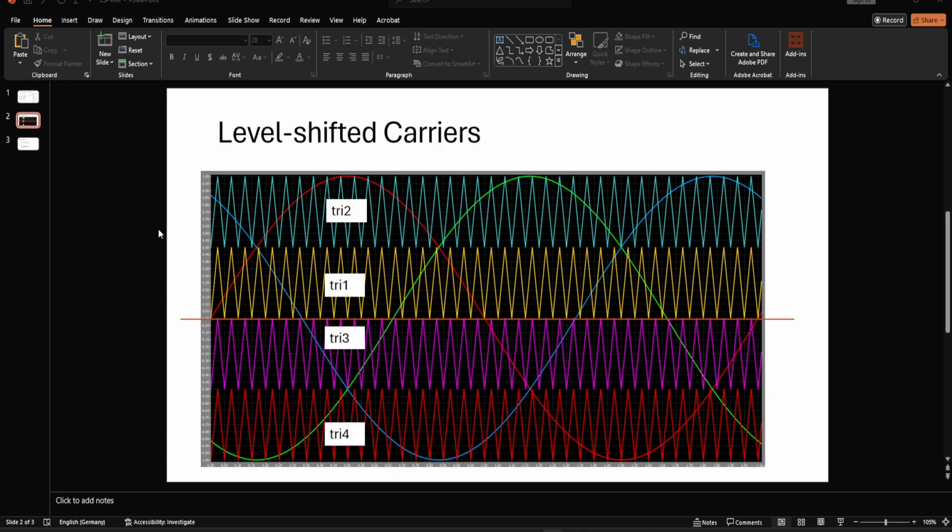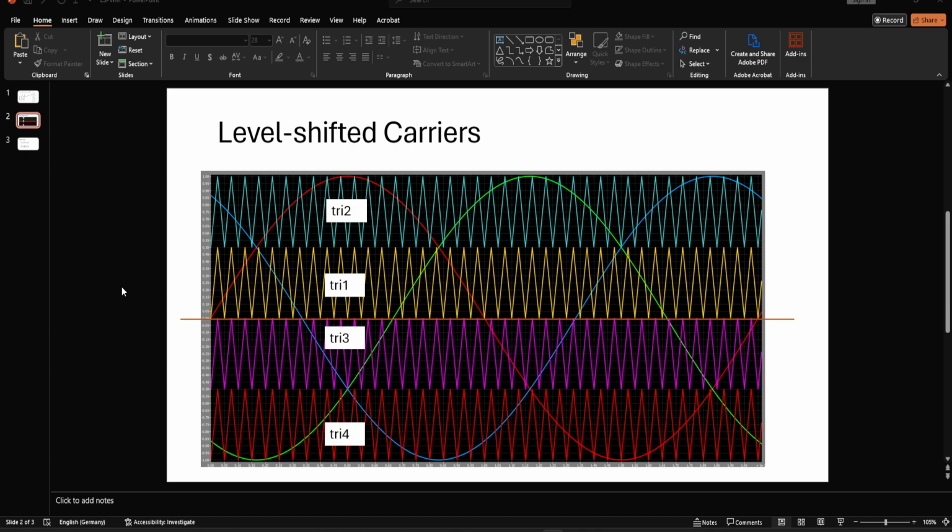Now, what is that level shifted modulation? I've directly shown you the curves from the simulation for better representation. You see there are 4 triangular waves or carrier waves. Now I will explain later why 4 here, why not 6 or 8 or some other number. That will be clear in an instant. Let's carry on with the 4 carrier waves at this moment.